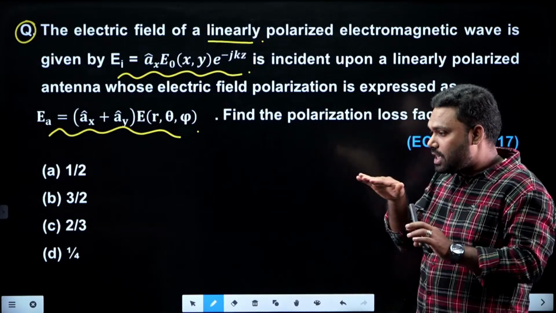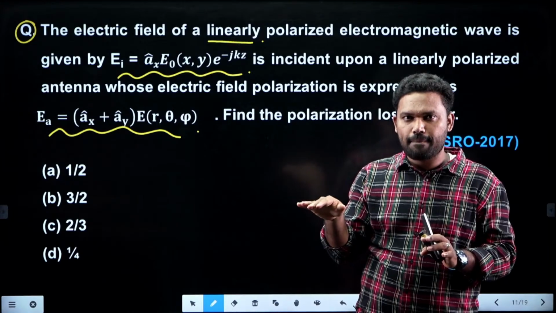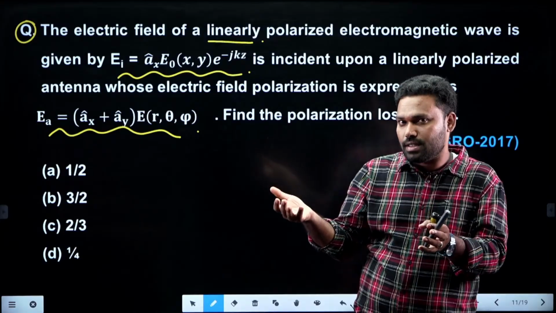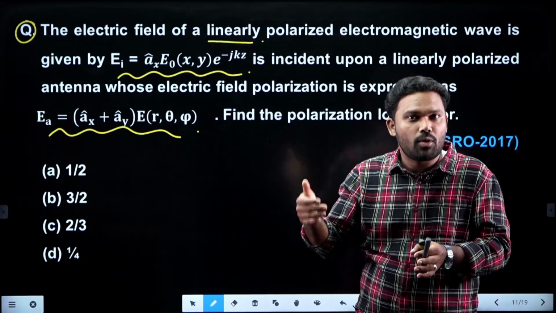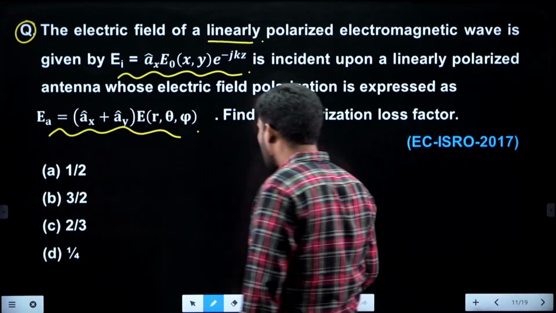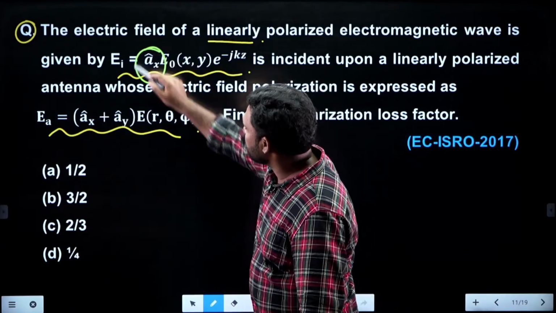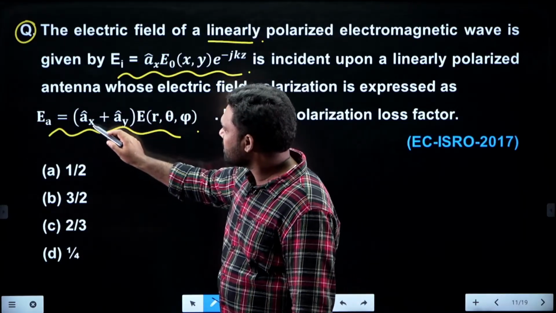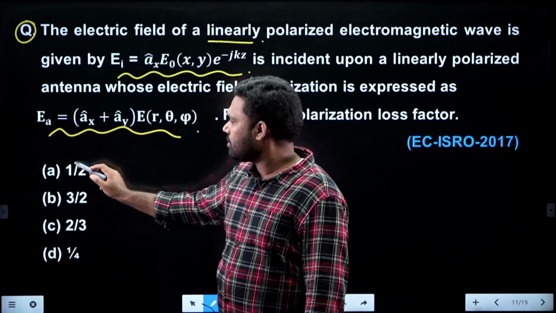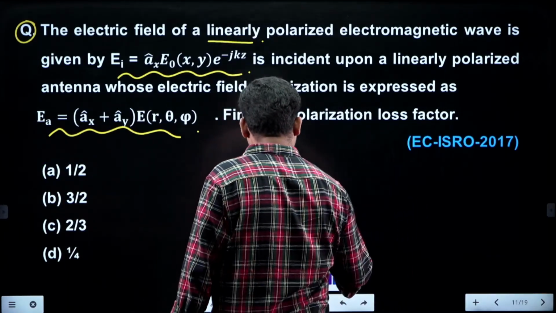If it is a horizontally polarized antenna, like a Yagi-Uda antenna, and the incoming wave is also horizontally polarized, then the efficiency is 100%. If the incident one is vertically polarized, then the efficiency is 0%. Obviously one can say that the incident one is linear x oriented, and what this antenna is expecting is linear, so this will respond to this one. So half of the power will be wasted and efficiency will be 50%. That is how you can directly decide, but let us go through the formula here.